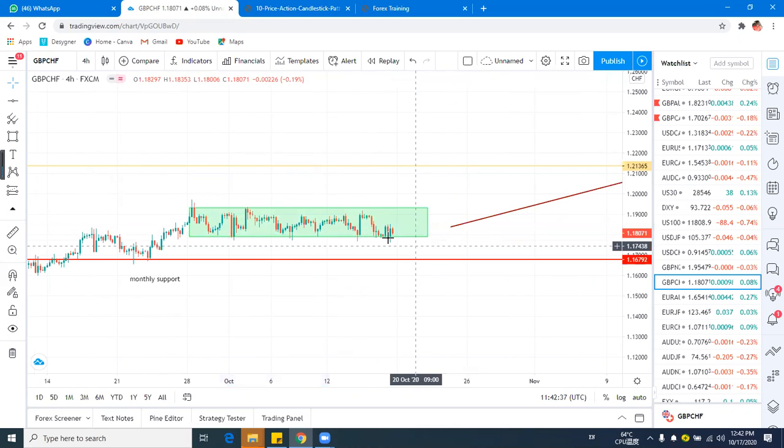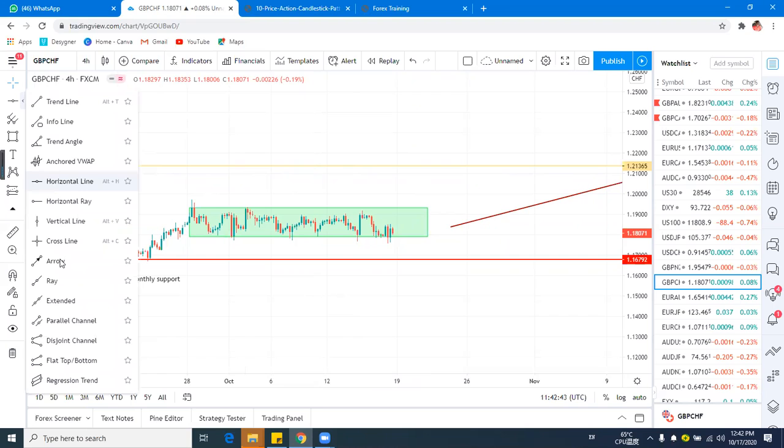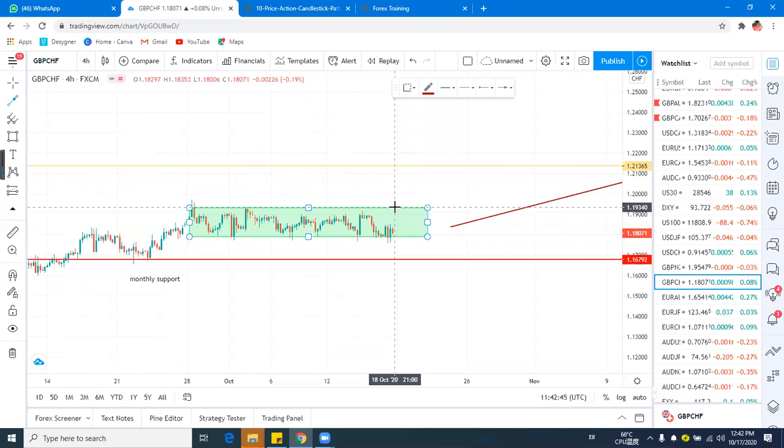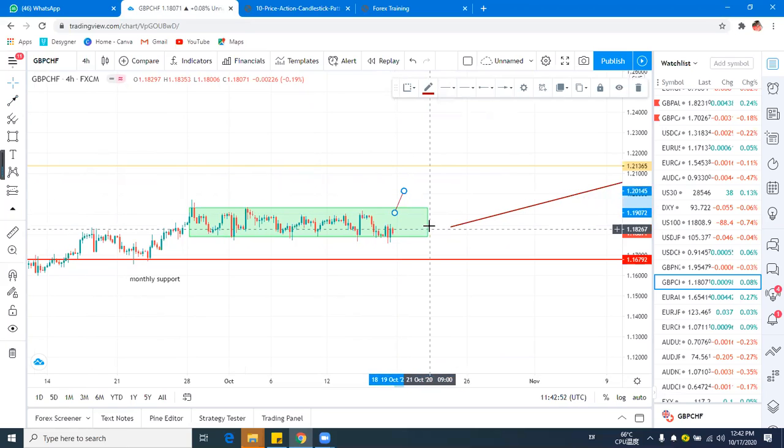Now, we're waiting for the market to break out of this ranging zone and do a retest before we now enter a trade. So if the market wants to break out to the upside, which I believe the market will, we'll be expecting something like this. The market will break out like this.